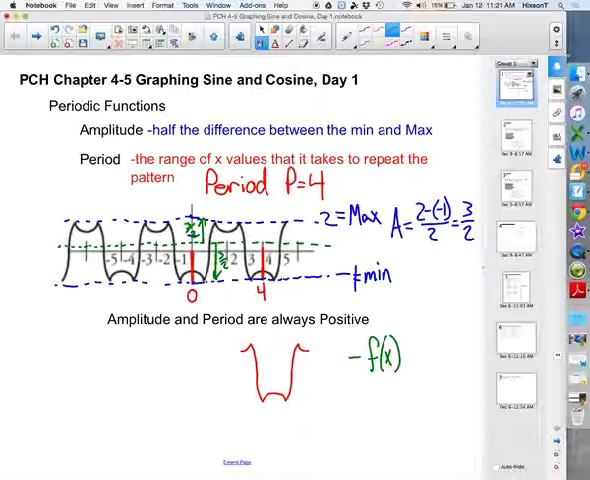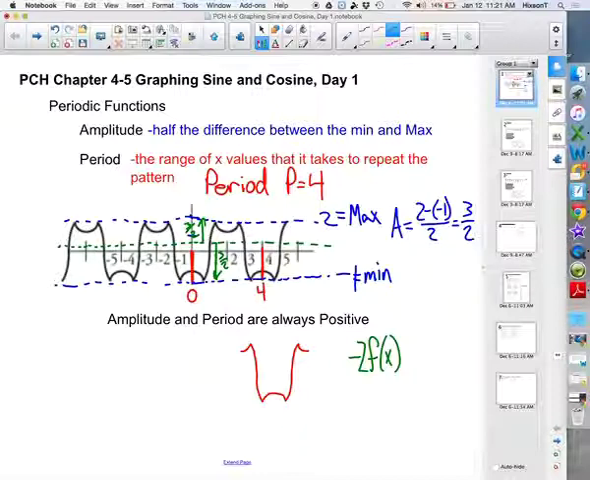3/2. It's still 3/2. So, just because I see a negative, and I'm going down now, it's not going to affect my amplitude. All right? And what we're going to see here, if I did this, what's that 2 going to do to this? It's going to expand it vertically to double the amplitude.